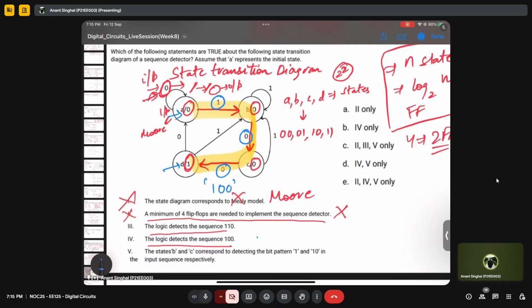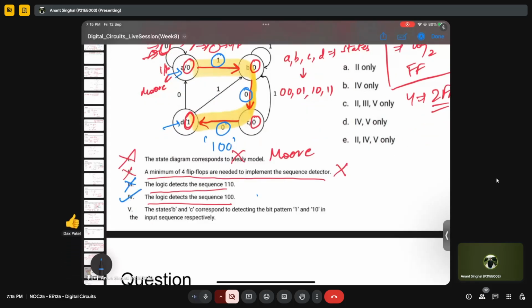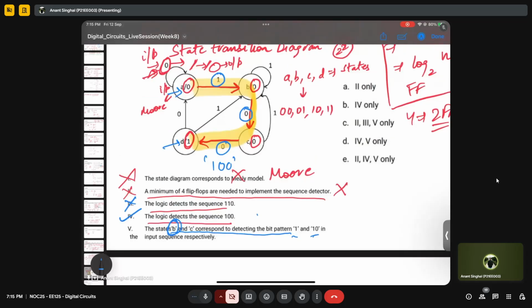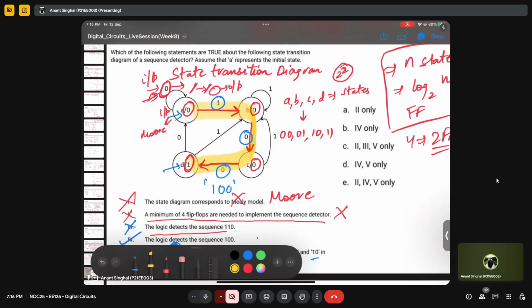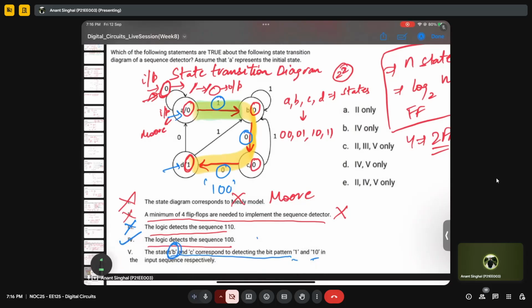So the correct sequence is 100. So this is correct and this is wrong. Now it says the states B and C correspond to the detecting pattern of 1 and 10. So let's say it is asking till state B, what is the sequence detected? So you can do that. From A to B, the sequence detected is 1 only, which is 1 given here.